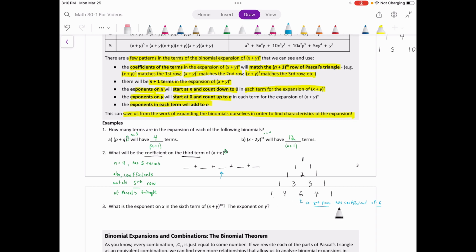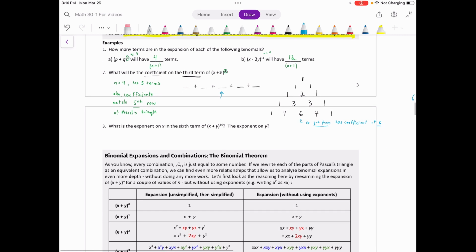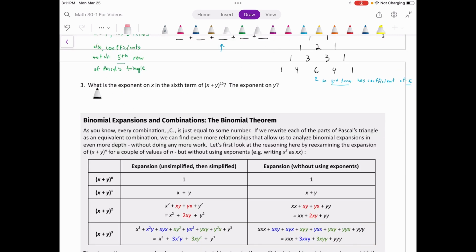So in fact, we could even figure out what the third term is altogether. It has a coefficient of 6. It's going to have an x to the power of 2, because 4, 3, 2. And it's going to have a z to the power of 2, because 0, 1, 2. So not only can we figure out its coefficient is 6, we could figure out that it would be 6x squared z squared. We'll look at that in more detail later as well. So we're going to apply that a bit in this one here.